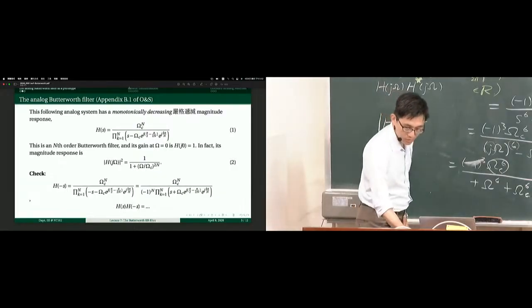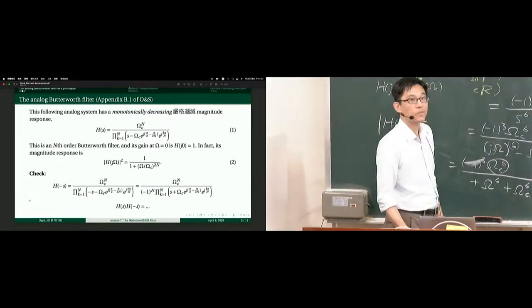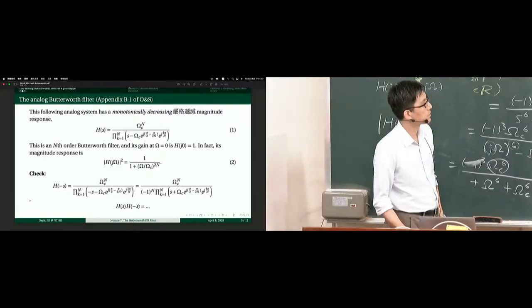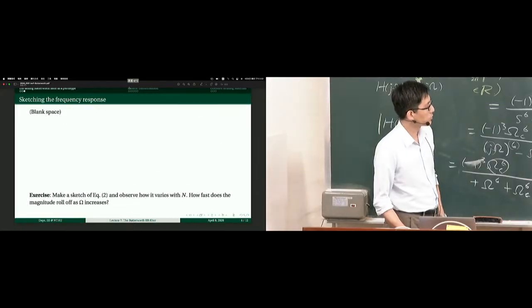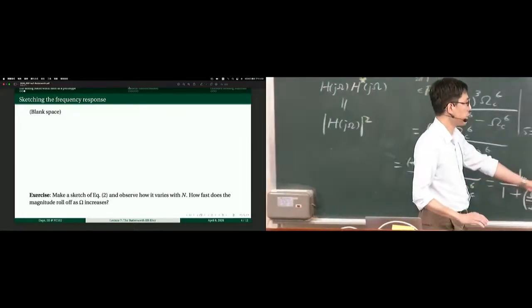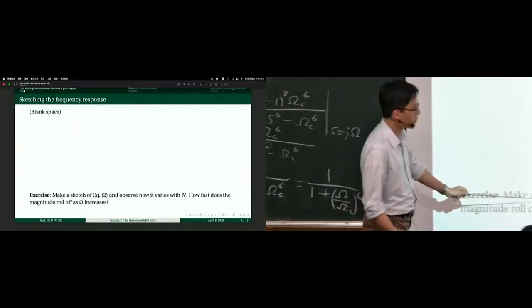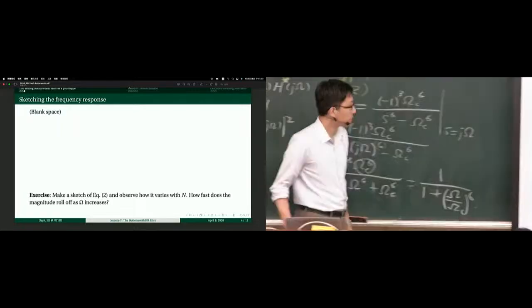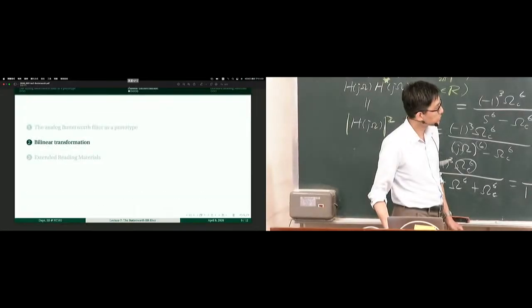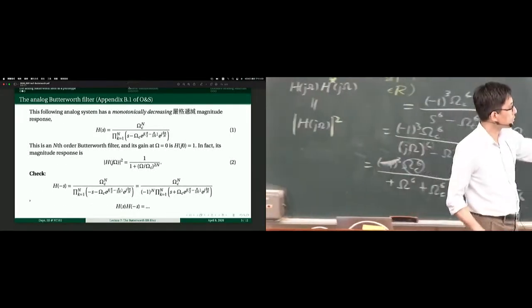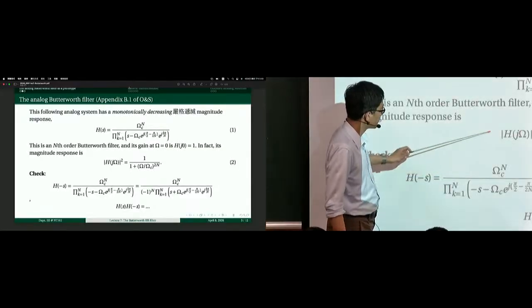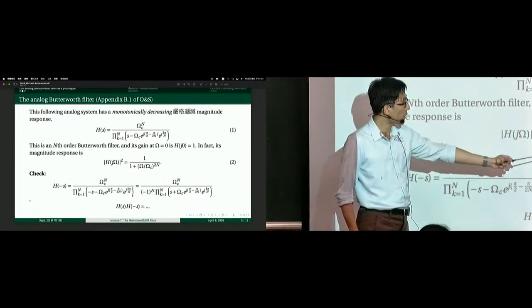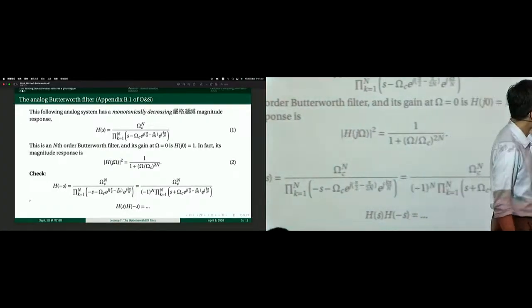Okay, so that's the tough part. Here I have an exercise. Make a sketch of equation number 2. Equation number 2 is the monotonically decreasing magnitude response, which I just erased.